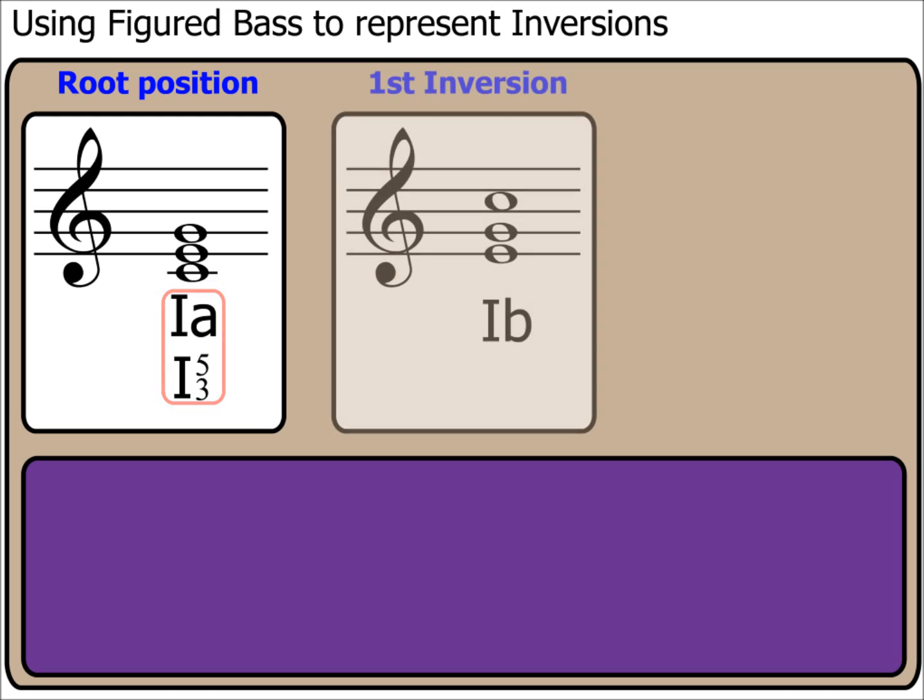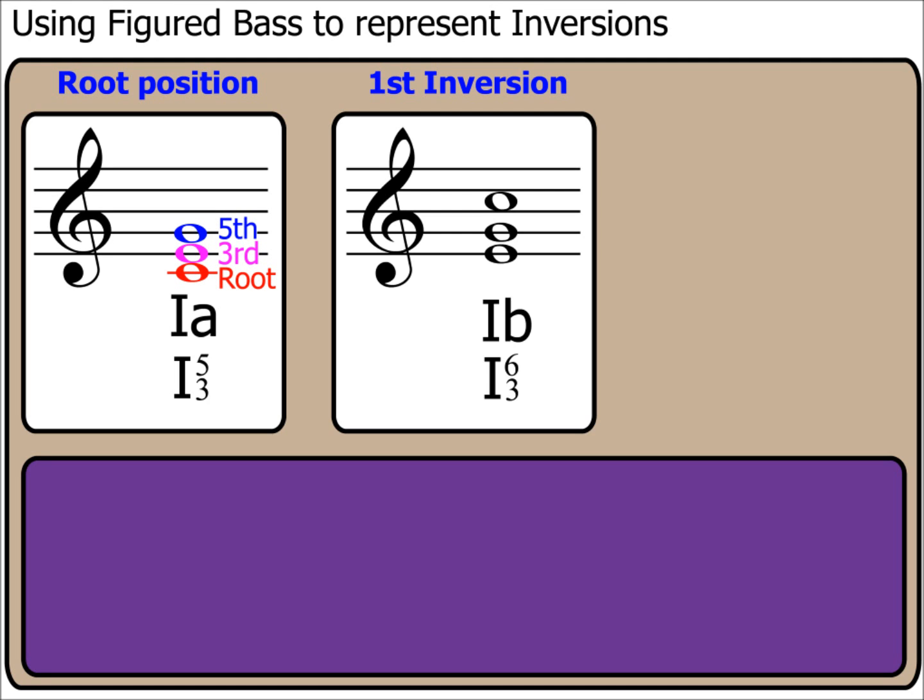Here's chord 1B of C major. As you'll know, because the E, the third of the chord, is in the bass, this means the chord is in first inversion, represented by the letter B. If we decide to use figured bass, we use the numbers 6/3. Now this is where it can get a little confusing. Let me explain. If we look back at chord 1A or 1-5-3, we know that the root is the C, the third is the E, and the fifth is the G. I'll copy these colours across to 1B or 1-6-3 so we can clearly see which note is which.